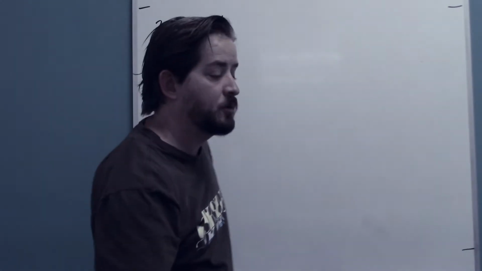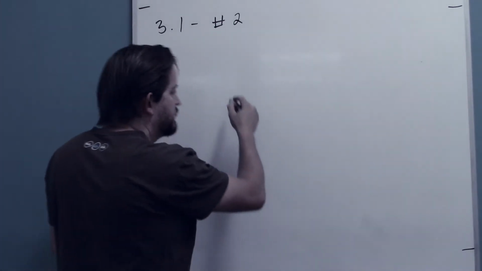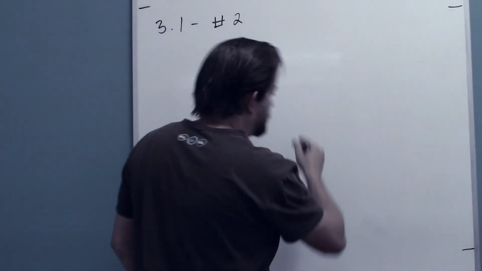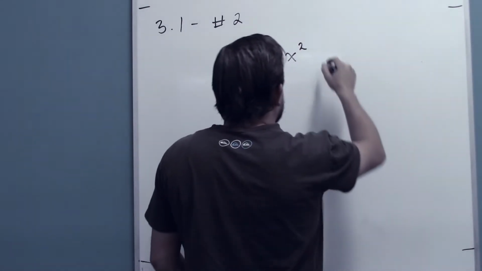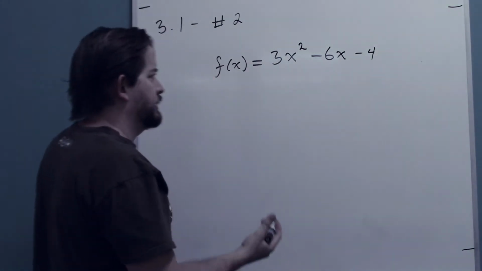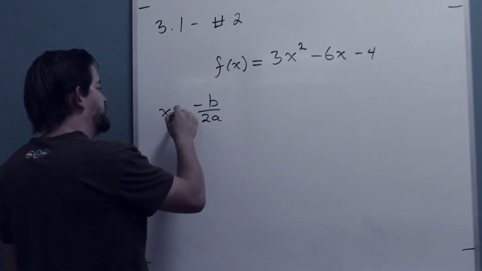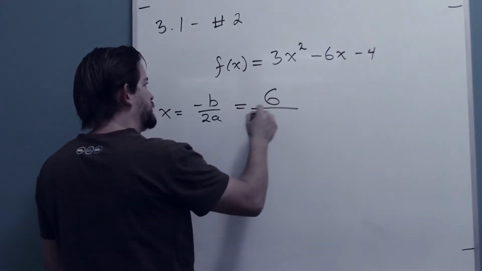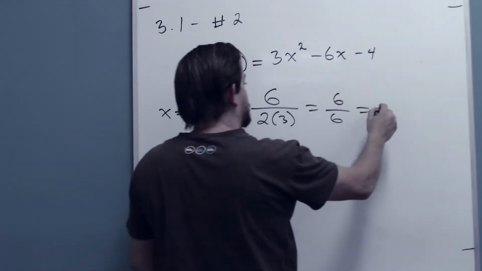Two is essentially the same question, so let's just take a look at it and we'll do the vertex and I'll let you do the rest of it. But we have f of x equals 3x squared minus 6x minus 4. And again, we're looking for that vertex, so my negative b over 2a is my x value of the vertex. So that's negative negative, which is a positive 6, over 2 times a, which is 3, and therefore this is 6 over 6, or 1.